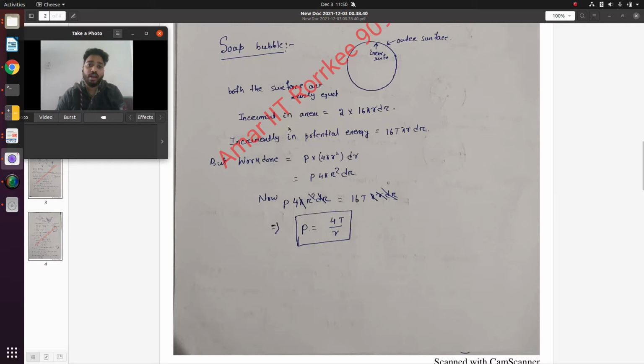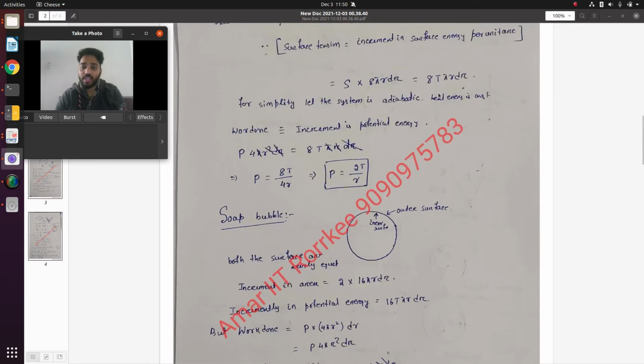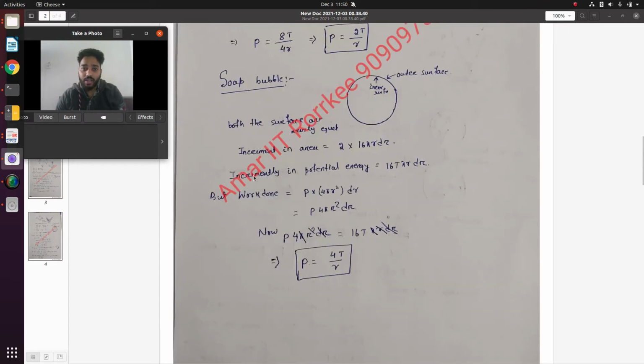Since the area is increased, the increment in potential energy is equal to twice the increment in potential energy for the single surface. This is 8 pi r dr into 2. So what I write here, the increment in potential energy for a soap bubble is equal to 16 T pi r dr. Now what can we write for the work done expression? The work done is the force into dr, the displacement of the molecule from the initial sphere to the expanded sphere.